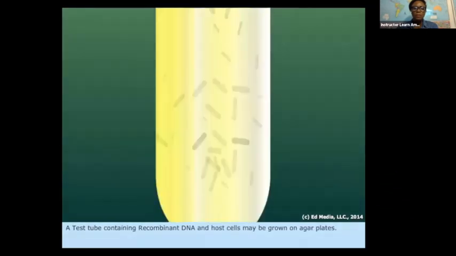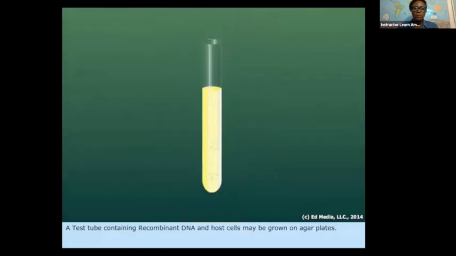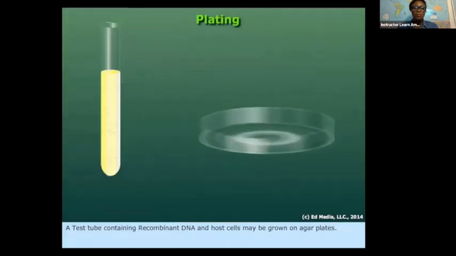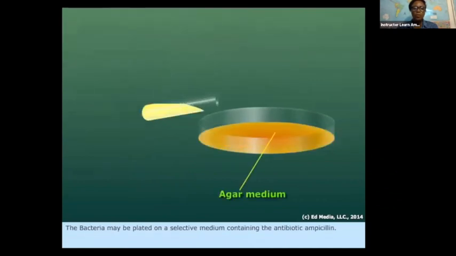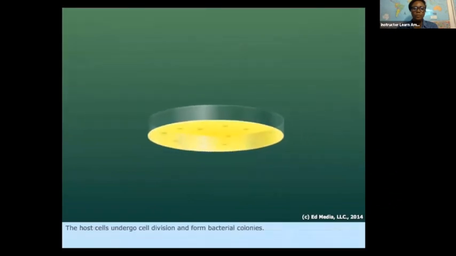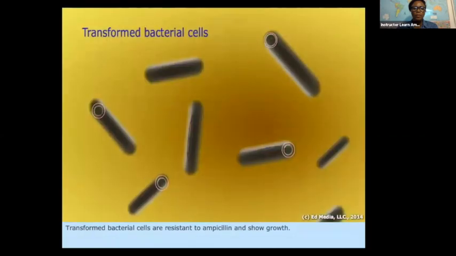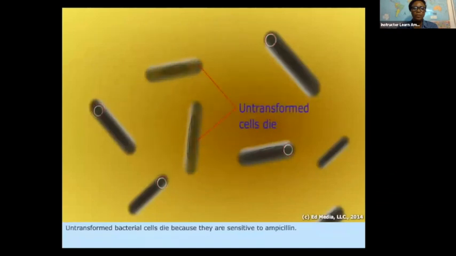A test tube containing recombinant DNA in host cells may be grown on agar plates. The bacteria may be plated on a selective medium containing the antibiotic ampicillin. The host cells undergo cell division and form bacterial colonies. Transformed bacterial cells are resistant to ampicillin and show growth. Untransformed bacterial cells die because they are sensitive to ampicillin.